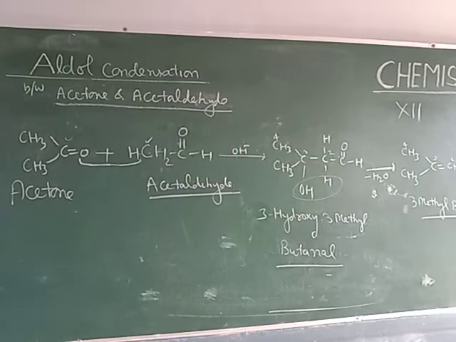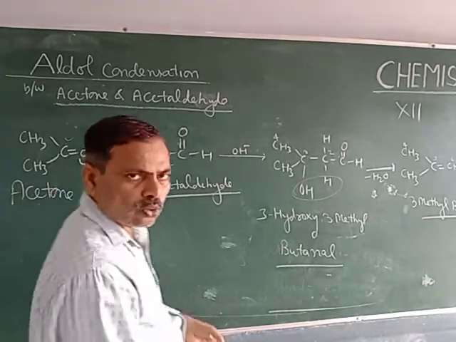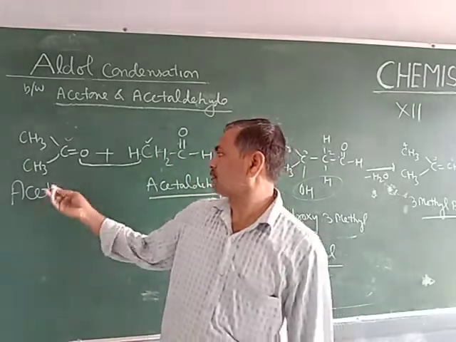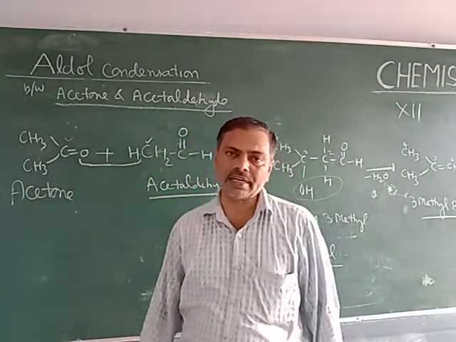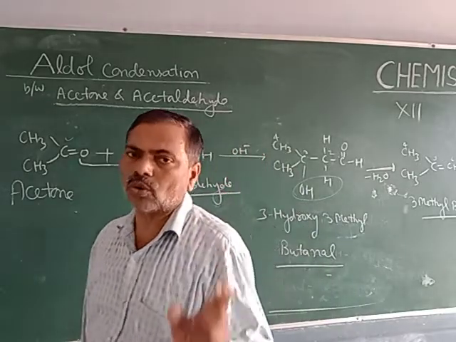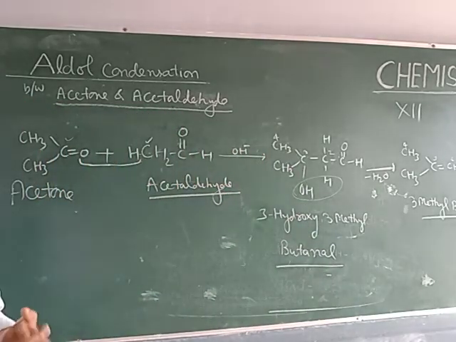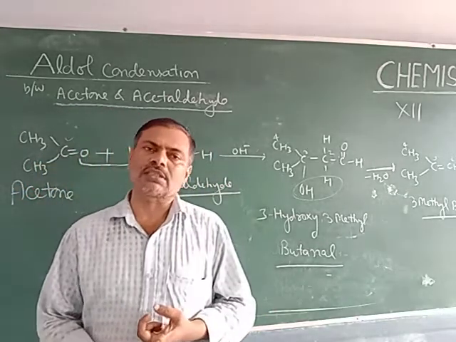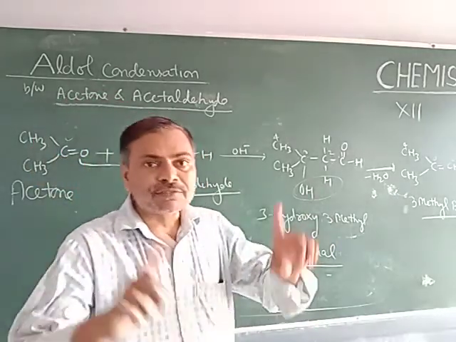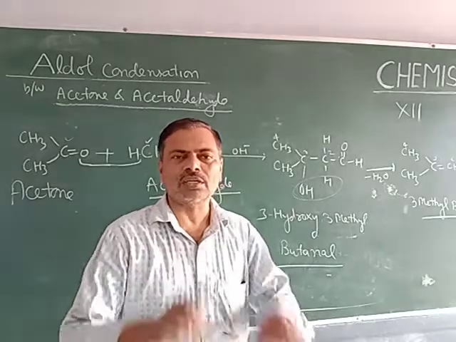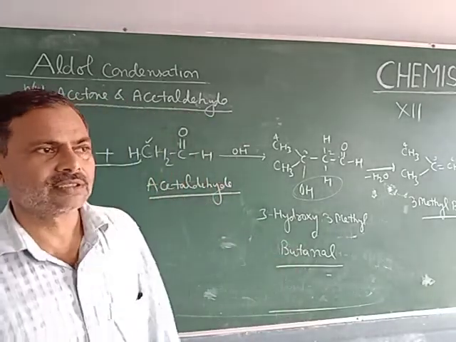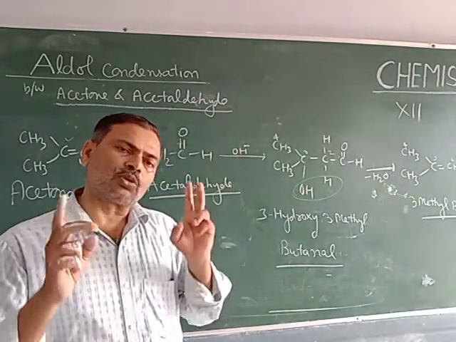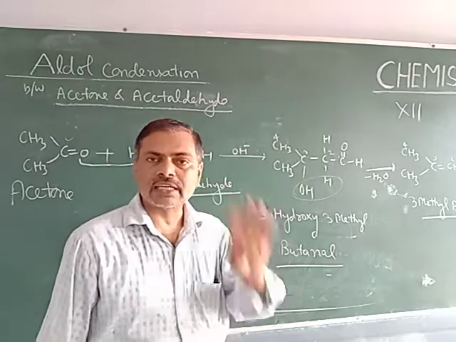When the aldol condensation occurs between two different molecules, like this one is acetone and the other is acetaldehyde, it is called cross aldol condensation. When similar molecules are taken, both molecules the same, it is simple aldol condensation. And when two different molecules are used and both have alpha hydrogen, then certainly 4 products are formed.